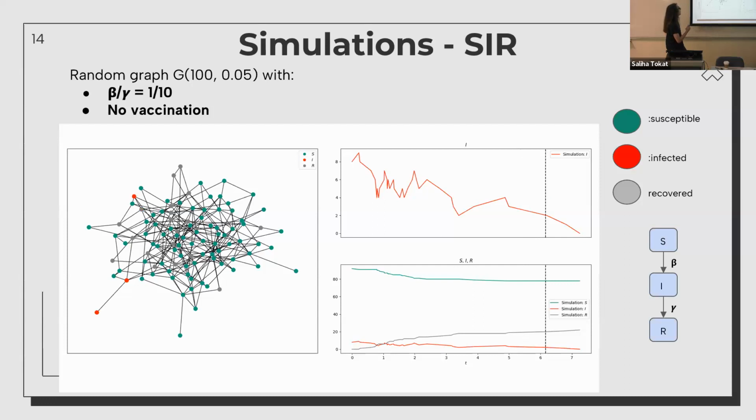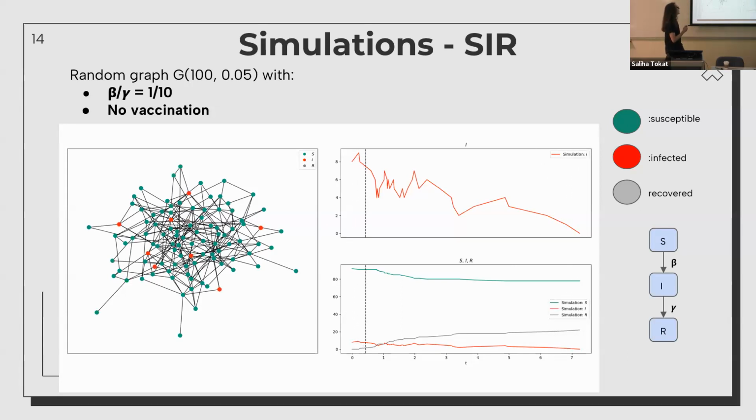Now, since we have a very small beta to gamma ratio, we see that first of all, we have a lot of vertices that do not get the disease at all at the end. About 80 of them do not get the disease, and only some of them get the disease. So we can say that there is no epidemic in this case, even though the vertex number is low, because this is below the critical value.